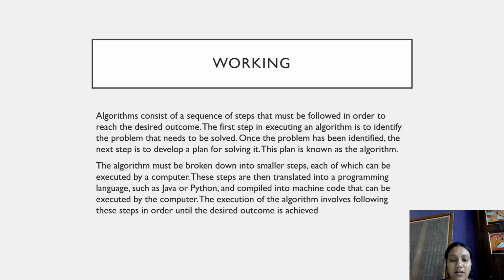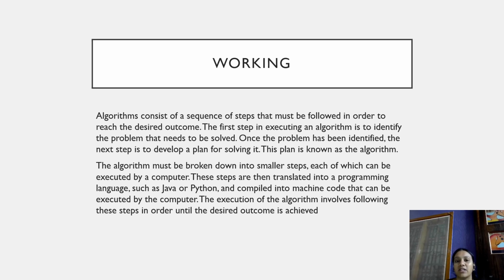Working. Algorithms consist of a sequence of steps that must be followed in order to reach the desired outcome. The first step in executing an algorithm is to identify the problem that needs to be solved. Once the problem has been identified, the next step is to develop a plan for solving it. This plan is known as the algorithm.